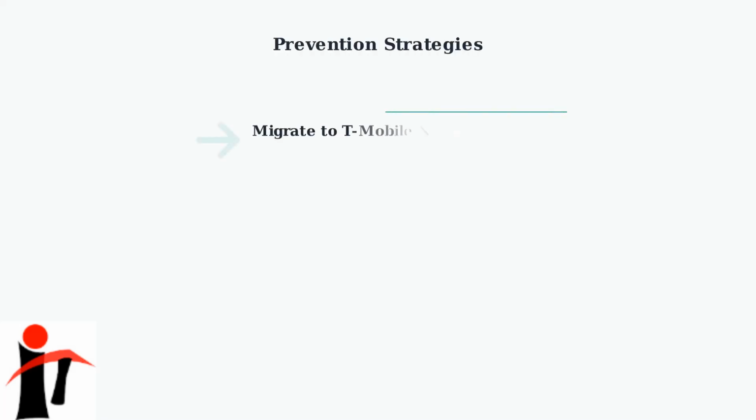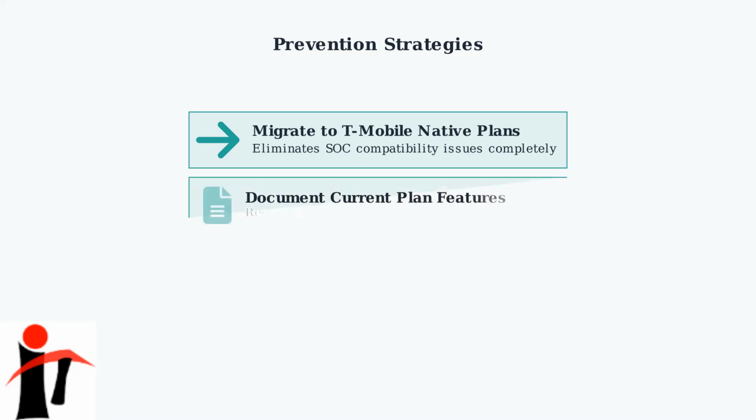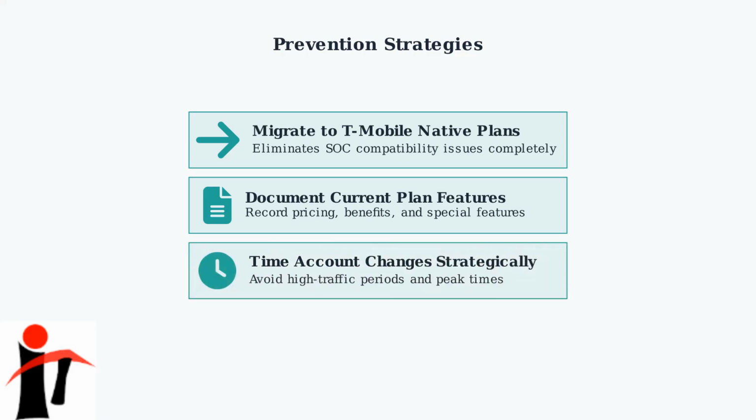The most effective prevention strategy is to voluntarily migrate to T-Mobile native plans. This eliminates the compatibility issues that cause SOC errors in the first place. Keep detailed records of your current plan features and pricing before making any changes. This documentation helps ensure you don't lose important benefits during migration. Avoid making major account changes during high-traffic periods like holidays or promotional events, when systems are under heavy load and more prone to errors. Finally, let's examine the current resolution success rates across different support channels to help you choose the most effective approach.